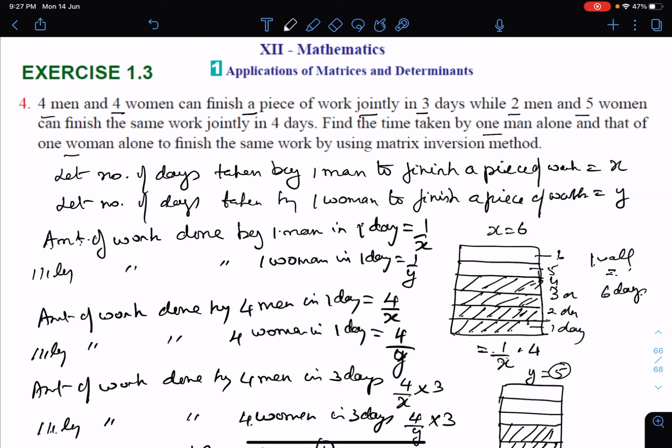Hello 12th standard students, welcome back to chapter 1, applications of matrices and determinants. Today we are going to see exercise 1.3, sum number 4.